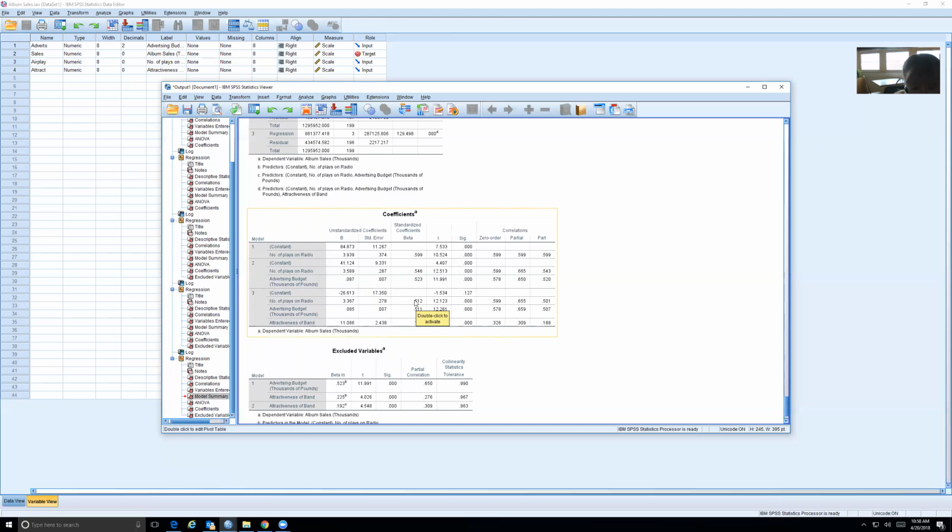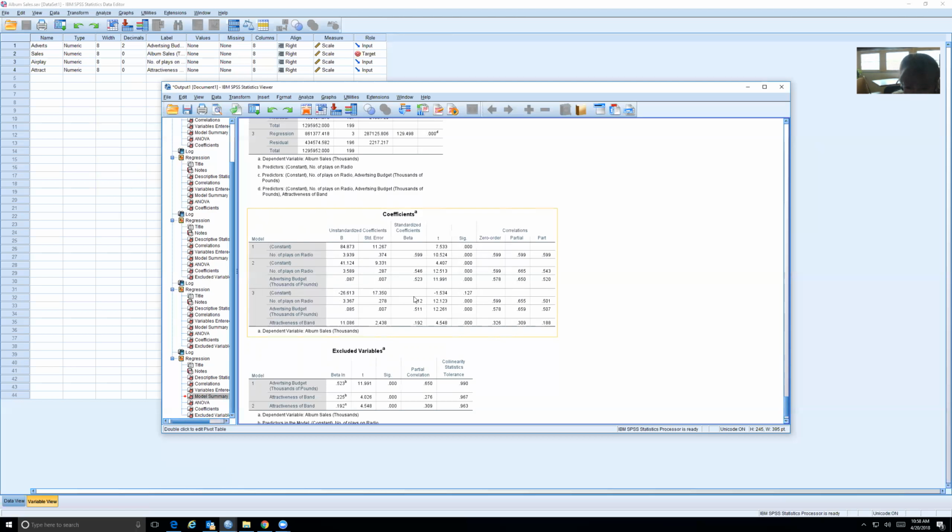advertising budget and attractiveness of band. We've got these betas, and I guess we should look at the standardized coefficients here. Field has got 26.61. So he's using the unstandardized betas. This B right here is a B. He's using unstandardized betas because he wants you to be able to plug in the raw numbers without having to standardize them or fix them in any way.